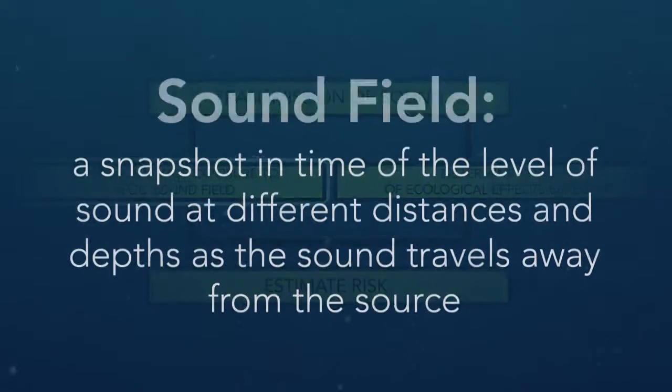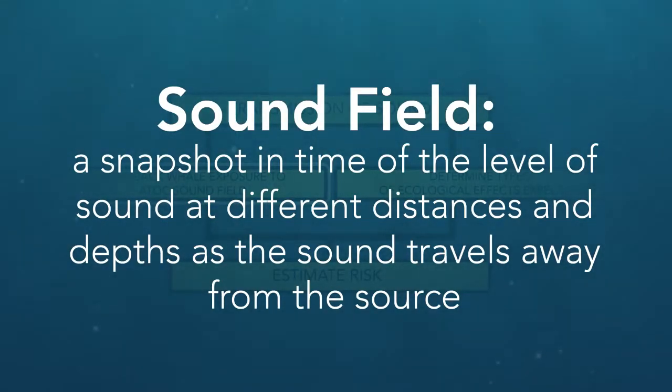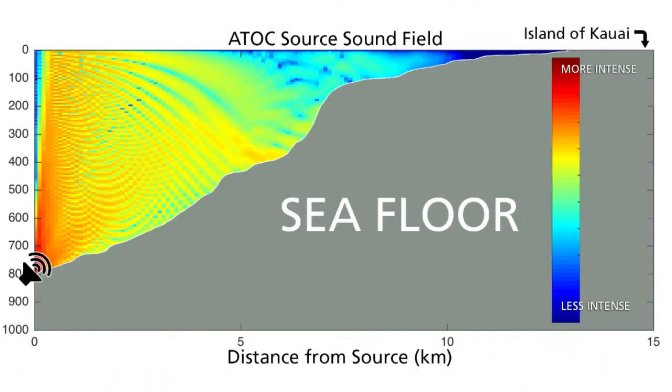A source's sound field is a snapshot in time of the level of sound at different distances and depths as the sound travels away from the source. The geographic location and the time of the year that the source will be used, as well as the intensity and frequency of the source, affect how the sound travels through the water. Sound interacts with the sea surface and the seafloor, especially when sound travels into shallow water, as it does here in this example, moving towards the island of Kauai.